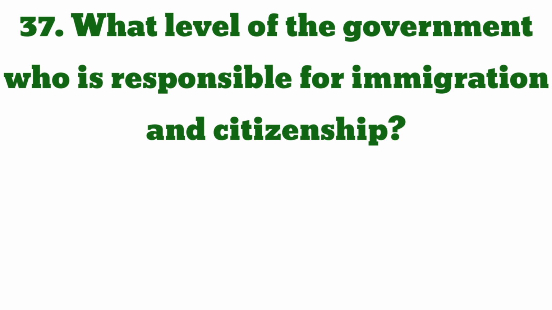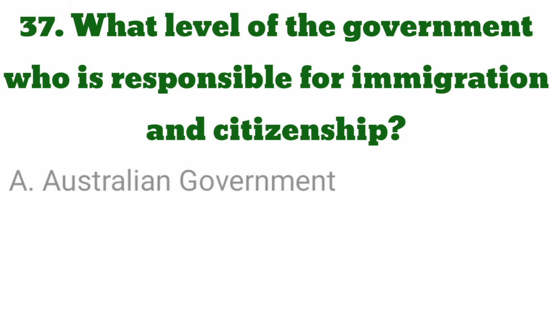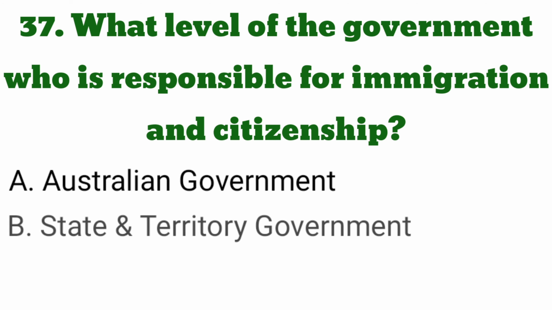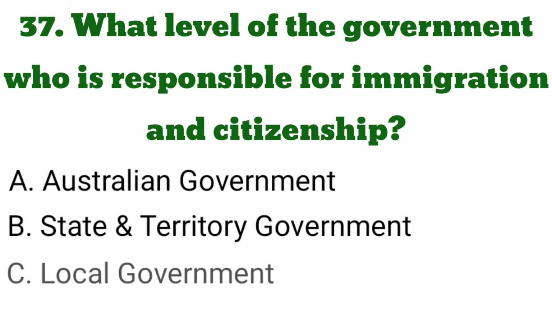Number 37. What level of the government is responsible for immigration and citizenship? Letter A, Australian Government. Letter B, State and Territory Government. Letter C, Local Government. The answer is letter A, Australian Government.